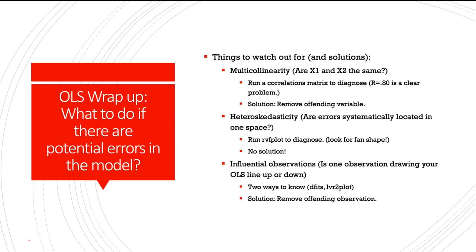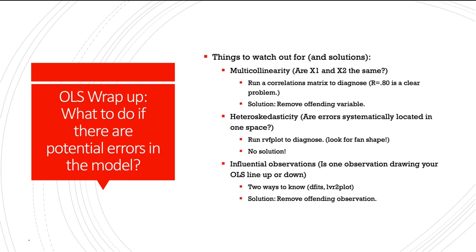Heteroscedasticity. This is one of my favorites, and if we were actually in class, I would spend a whole lot of time on this, including how to spell it. There is some debate about how to spell it. I'm spelling it the way you see it here. Heteroscedasticity basically refers to the presence of non-spherical error distributions. Translation, are the errors in your regression model, remember there is an error term that you're calculating there in that regression line, are those errors systematically located in one space?